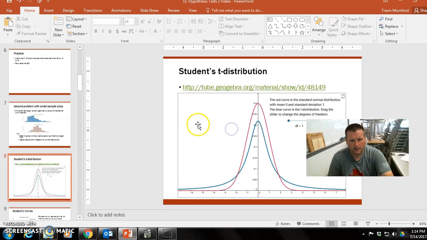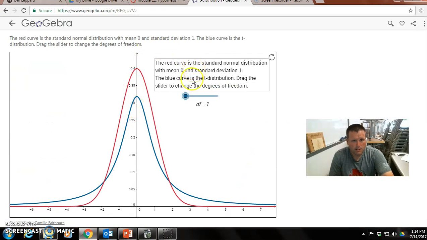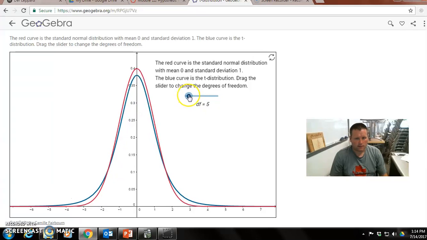So just to give you guys an idea of this, I've got what they call degrees of freedom. Degrees of freedom, all that is, is when you take your sample size and you minus it by 1. Okay, so that's our degrees of freedom. So look here, if we actually drag this out to where we're at. Notice how when I get a higher degrees of freedom, which is a higher sample size, see how it becomes more and more like the normal curve.